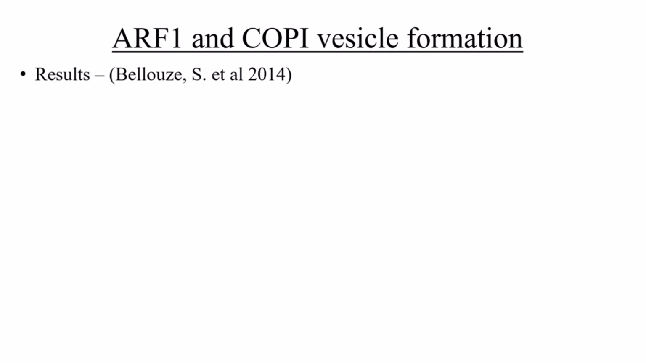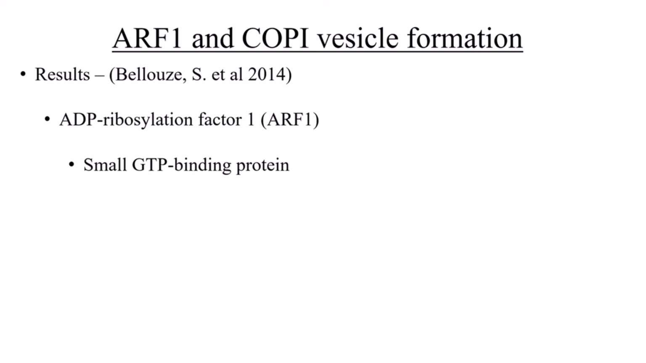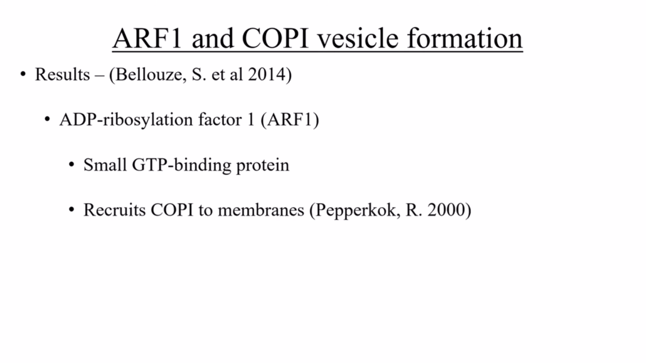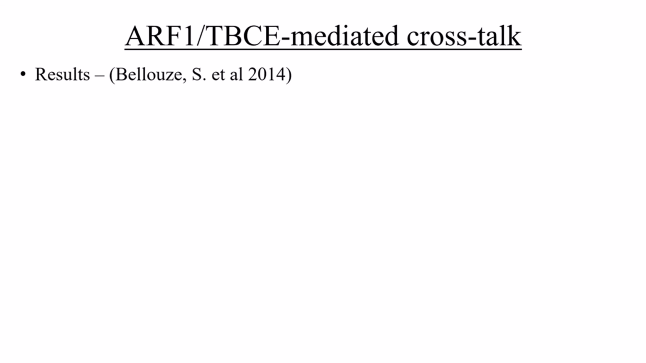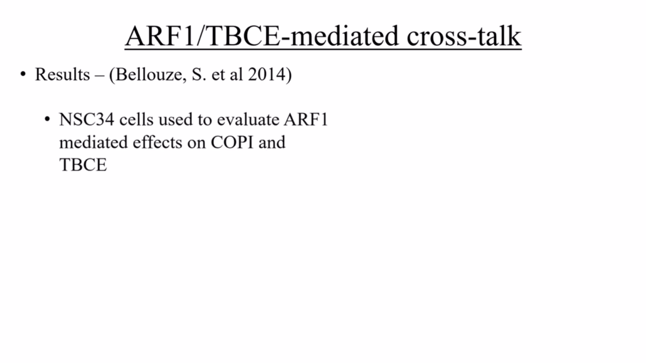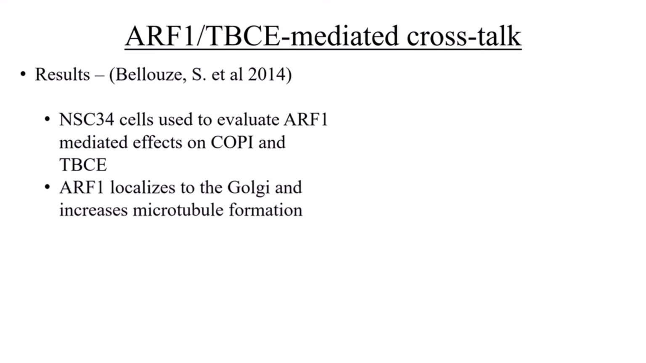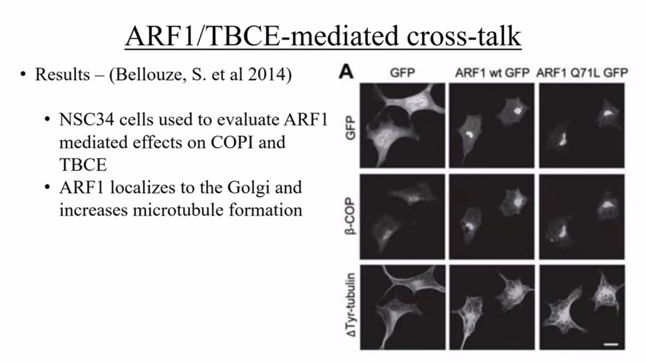So once they saw this, they wanted to see what else might be affecting the increased vesiculation within the cells. So they looked at ARF1, which is an ADP ribosylation factor. It's a small GTP binding protein that recruits COPI to membranes. So the authors asked if this ARF1 regulates TBCE activity. So they used NSC34 cells to evaluate ARF1 mediated effects on COPI and TBCE, and they found that ARF1 localizes to the Golgi and increases microtubule formation, as seen here in this confocal imaging.